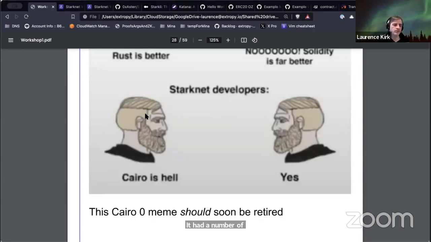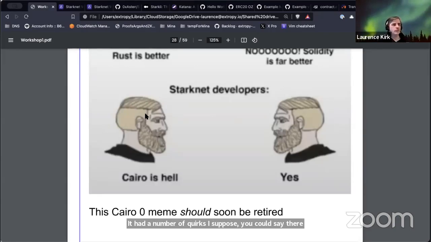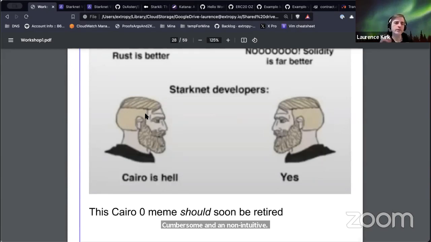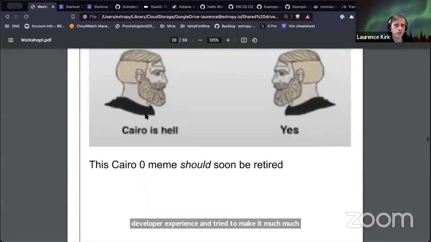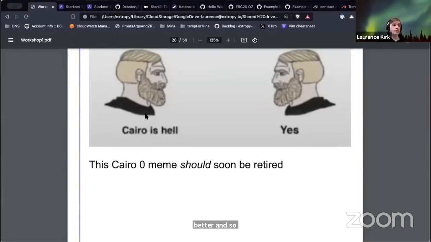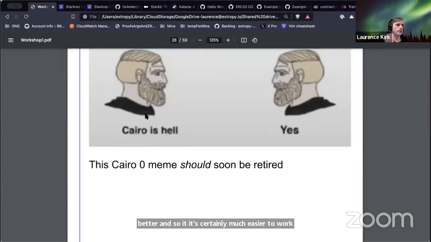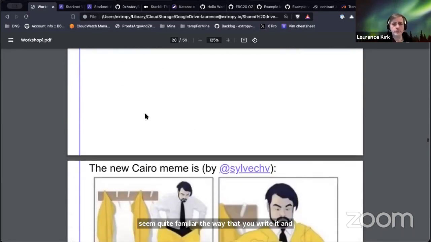There were a number of things that you had to know about it that were a little bit awkward, made development cumbersome and non-intuitive. Thankfully, when they changed to Cairo 1, they really focused on the developer experience and tried to make it much, much better. And so it's certainly much easier to work with now. And if you are familiar with Rust, it should seem quite familiar, the way that you write it. And development generally is quite straightforward, I would say.